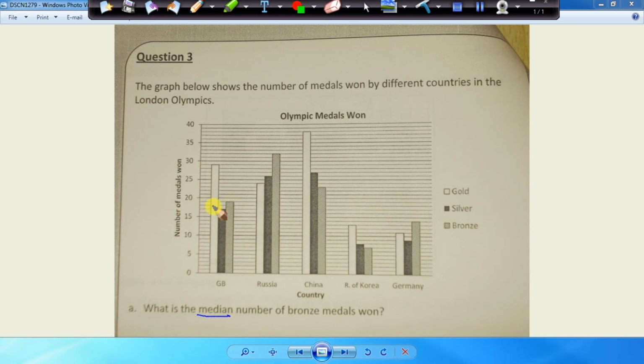So what do we get for G8? So 15, 16, 17, 18. Is that 19? Yeah. 19. So if you go across here, that's 19 for this one. Okay, Russia, how many did Russia get? 32. Okay, how many did China get? 23. That's right, 23. And how many did R of Korea get? 7. Yeah, 7. And what about Germany? 14. Yes, one before the 15.